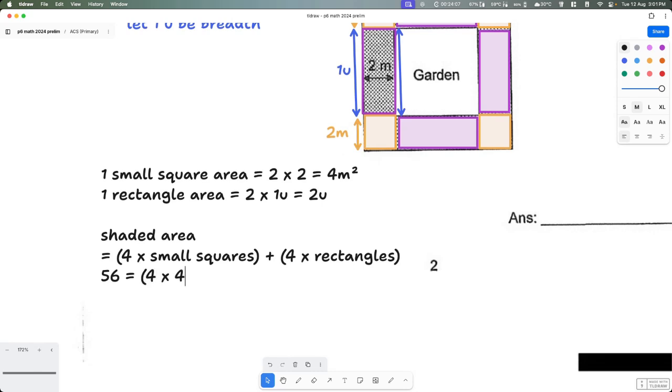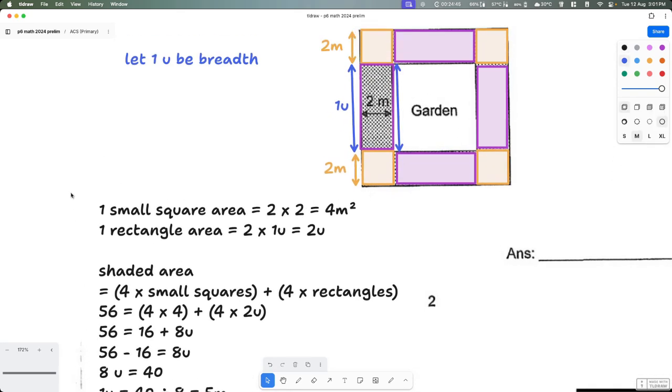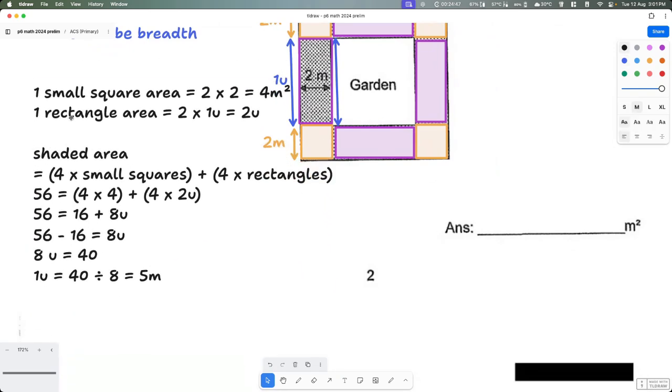We have the brackets, and then plus 4 times 2 units. So it is 4 times 2 units as well. So that means 56 is equal to 16 plus 8 units, right? So 56 minus 16 is equal to 8 units. So 8 units is equal to 40. And then 1 unit is equal to 40 divided by 8. And this will give us 5 meters. So now we know that 1 unit is 5 meters over here.